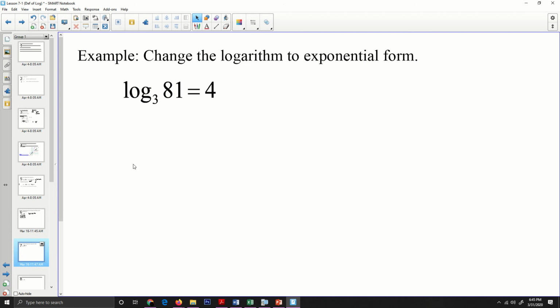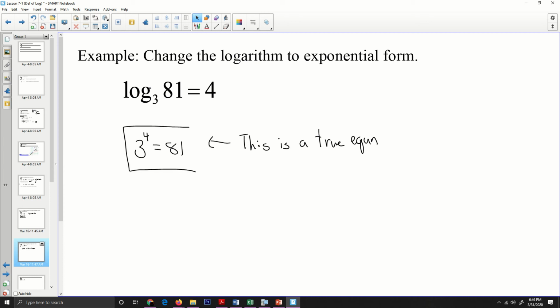And then they want us to do the opposite. So similarly, 3 to the 4 has to equal 81. And if they ask you to change the logarithm to exponential form and it's not a valid logarithm, you've made a mistake. Or not a valid exponential. This is a true equation. If you don't get a true equation, then either the problem's wrong or you made a mistake.